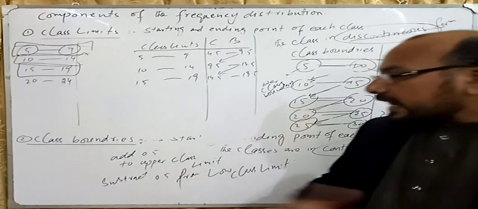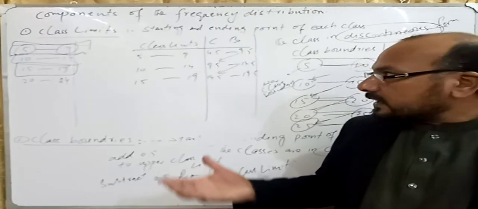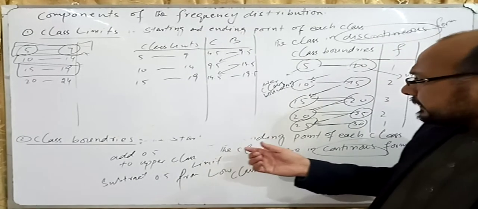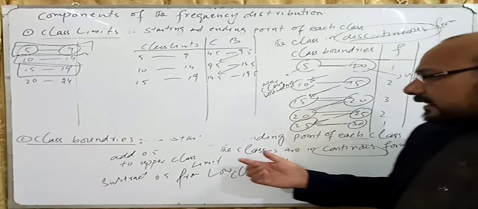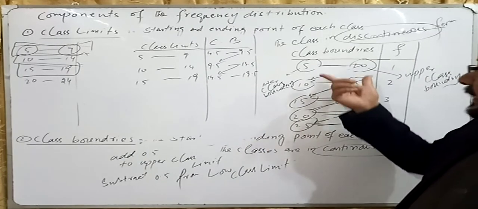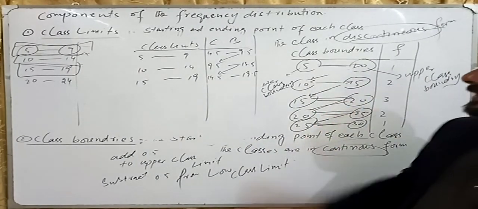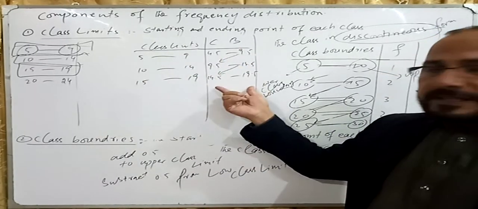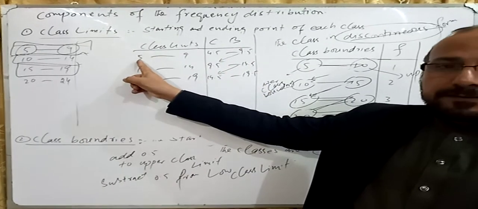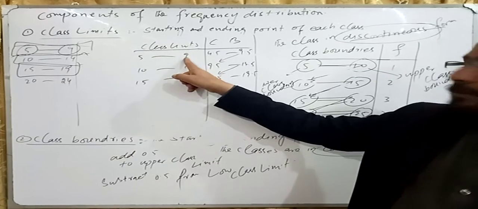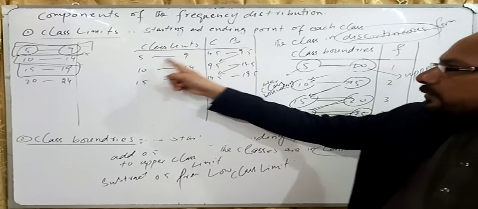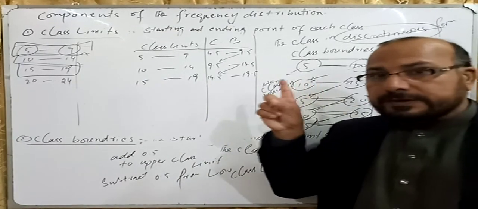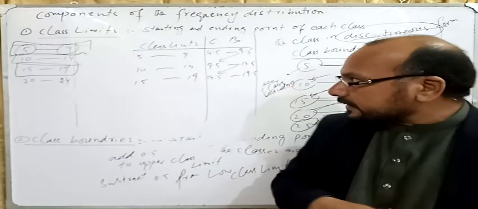And class boundaries, these are the second form of the classes. The starting and ending point of each class are called class boundaries if the classes are in continuous form like this one. The third point is, we can convert the class limits into class boundaries by subtracting 0.5 from the lower class limit and adding 0.5 to the upper class limit. So we can convert the discontinuous form into continuous form, because you will need this conversion in the upcoming classes.